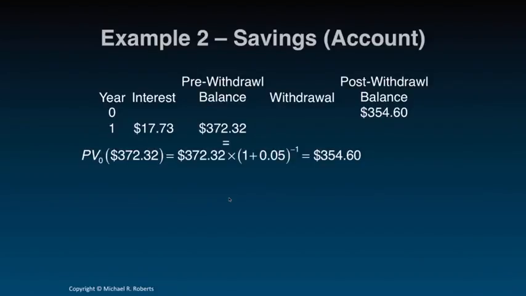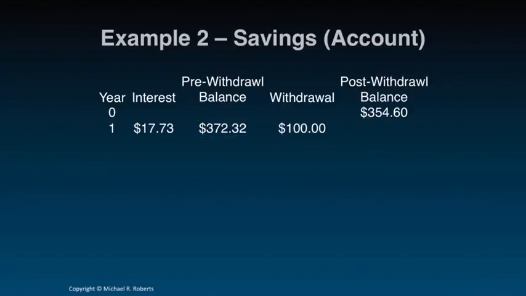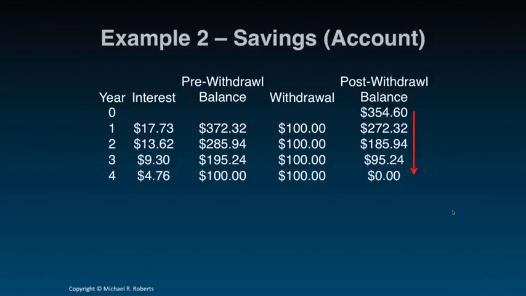But notice that's just the present value of that amount. The present value of this $372.32 is just our initial balance, that's our $354.60. I'm going to pull out $100. That's going to leave me with $272.32 after the first year. And if we continue this process for the next 3 years, 2, 3, and 4, what we see is we're going to exactly offset or exactly exhaust the funds in the account.